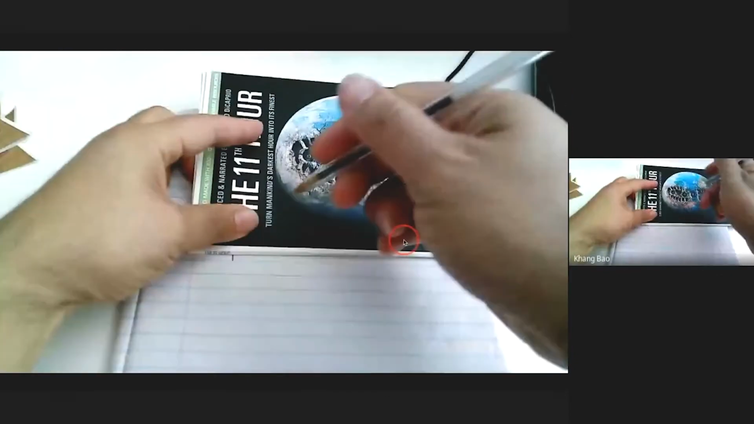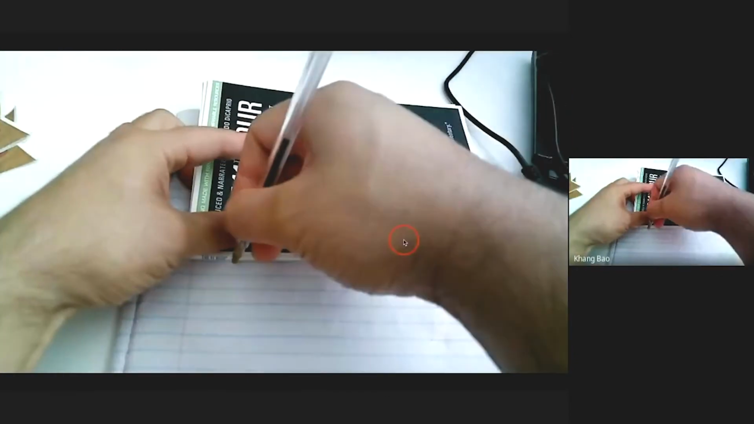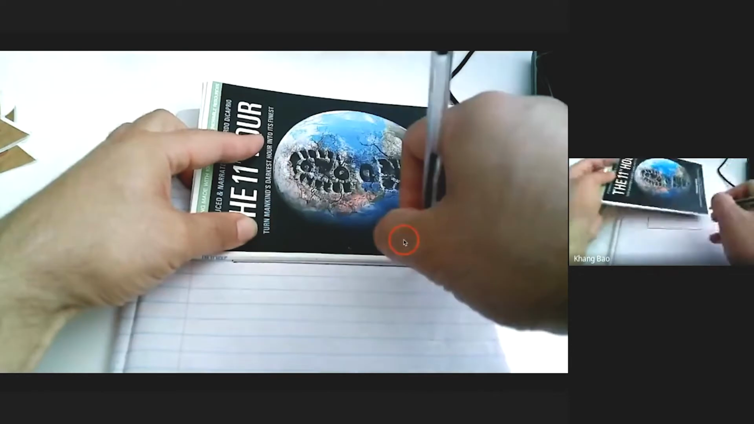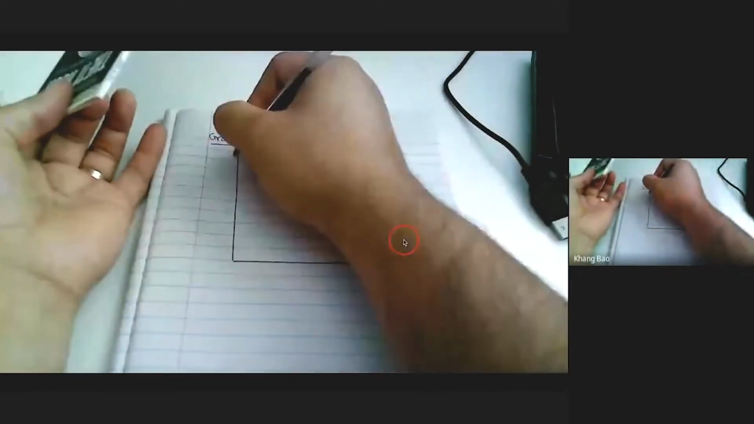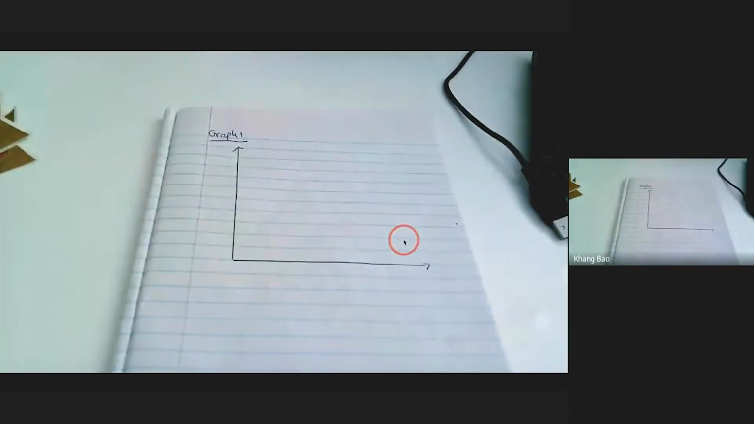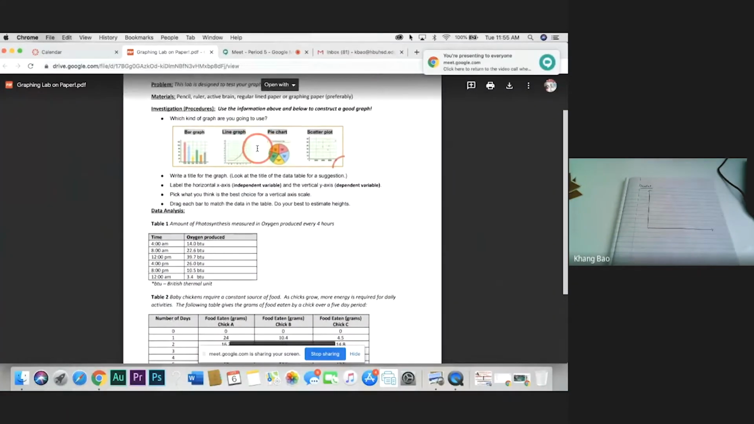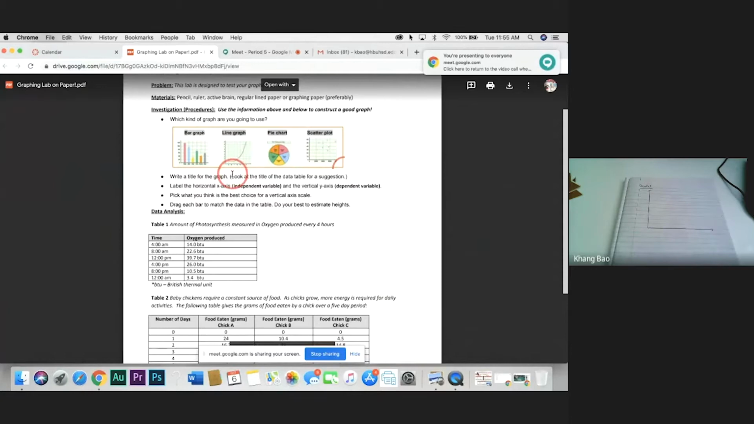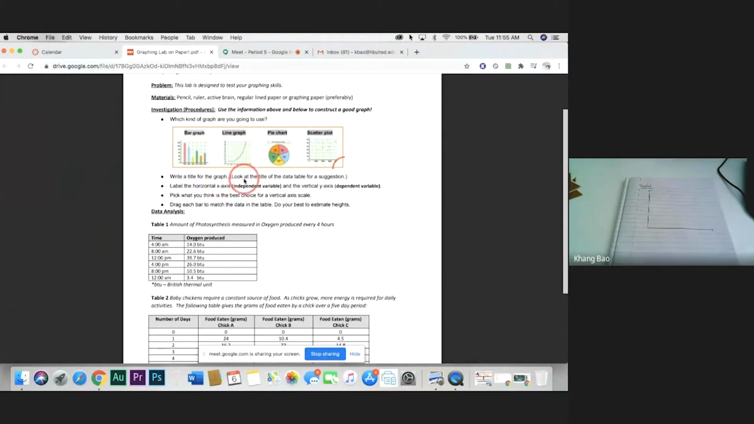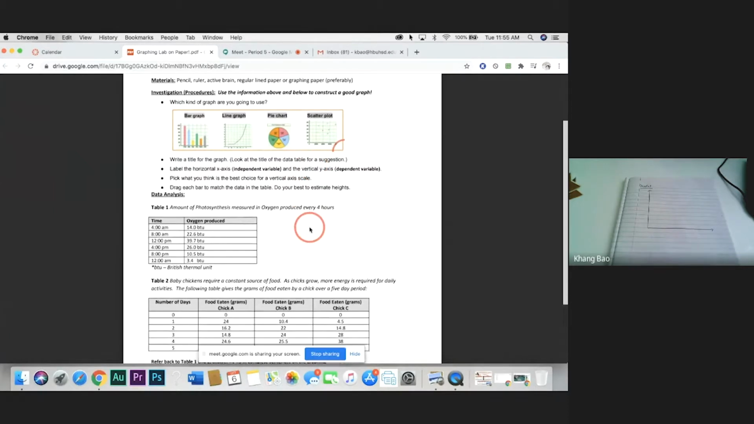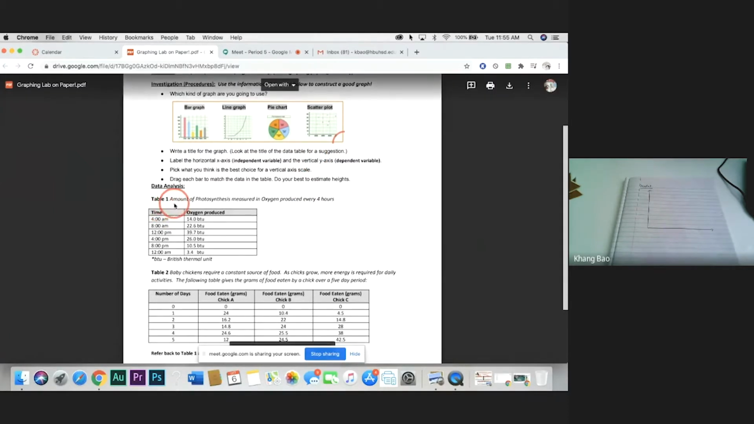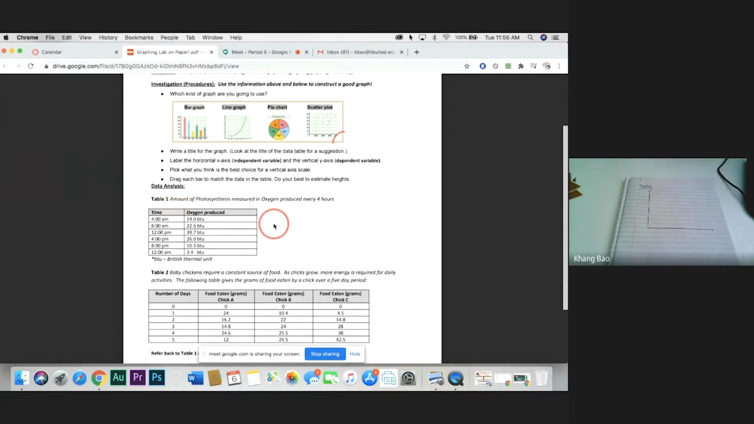So for every graph we're going to have a vertical axis and a horizontal axis, right? Vertical axis, horizontal axis. So make sure you do that. The first thing is to write a title for the graph. Look at the title of the data table for a suggestion. So you need to go down to table 1 for graph 1. You are going to write down a title.